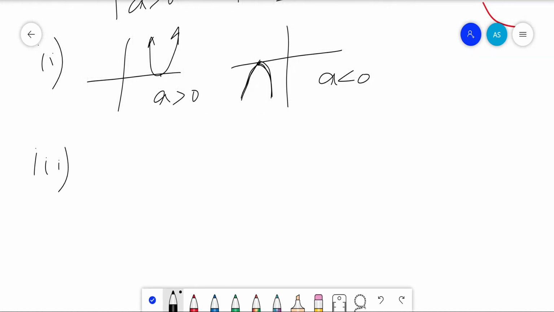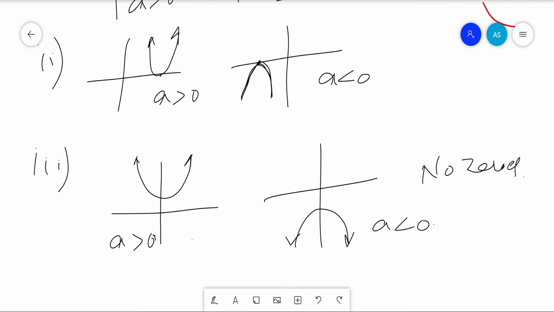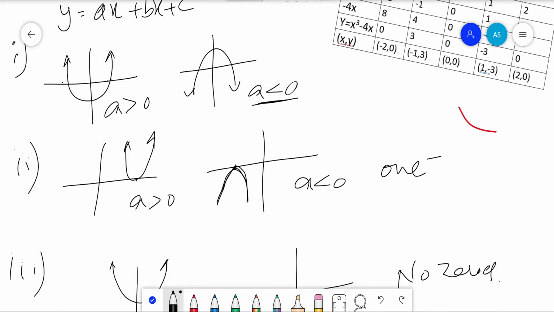And the third case is the parabola does not intersect the x-axis. That means it has no real zeros. Here also this is a is less than 0 and here it is a is greater than 0. So in these three cases, it has no real zeros, 1 zero, and two distinct zeros. Okay, based on this we can do the try this.